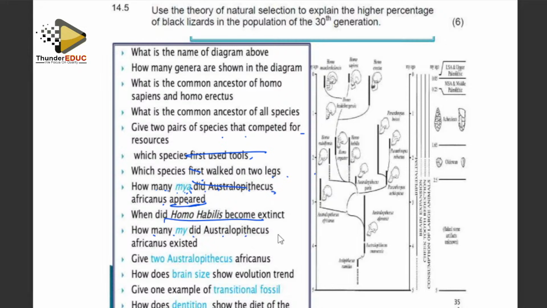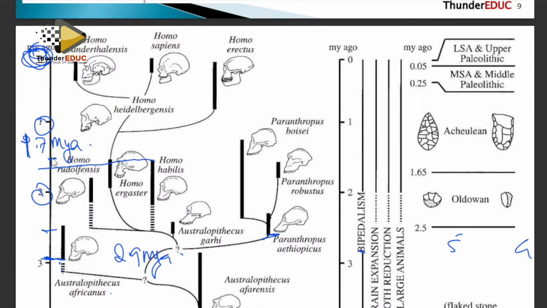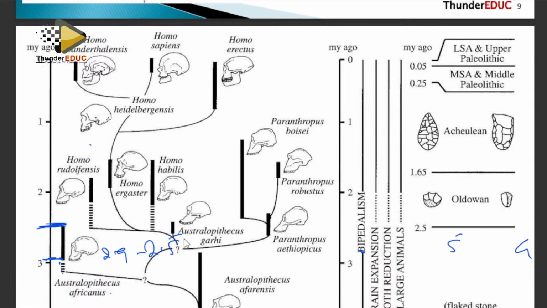How many years did Australopithecus africanus exist? In this case, we have to look at the thickness, the length of the bar. For example, Australopithecus africanus started here, we said 2.9, minus where it became extinct around here, 2.5. So the answer is 0.4 million years. Not million years ago, because they're asking for the duration.